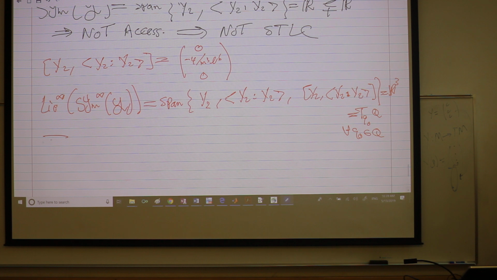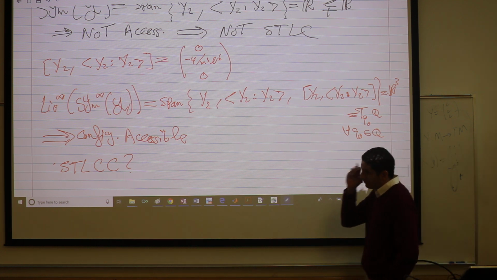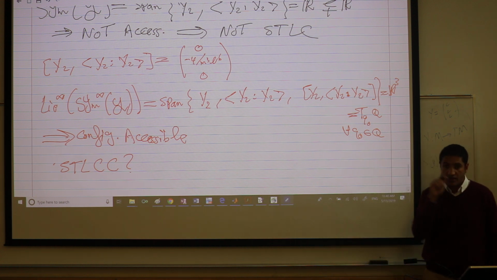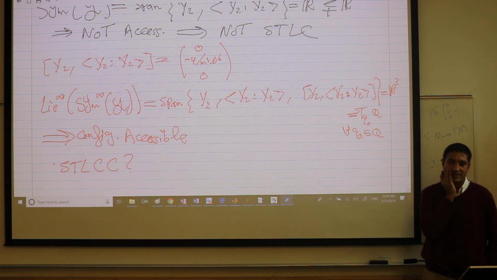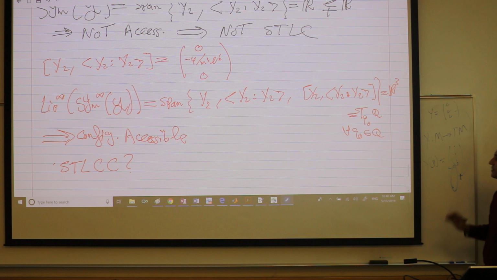What do you get here? What is the result? It's configuration accessible. Is it small-time locally configuration controllable? Well, the theorems that we have are just for accessibility always, and you just check that by seeing if you are relying on a bad bracket or not. If you're relying on a bad bracket, it's not the end of the world. You need to see what is a weaker sufficient condition to use. But let's see first, are we relying on a bad bracket?